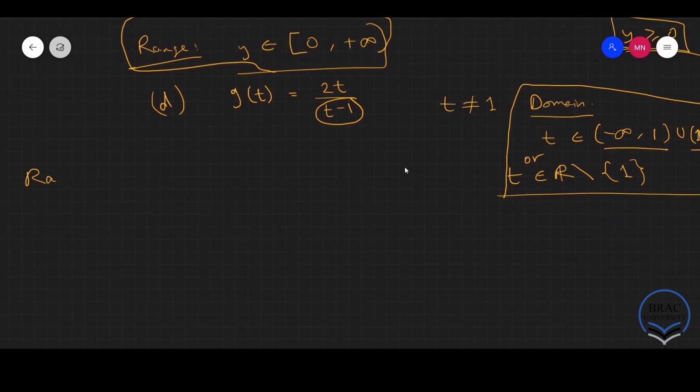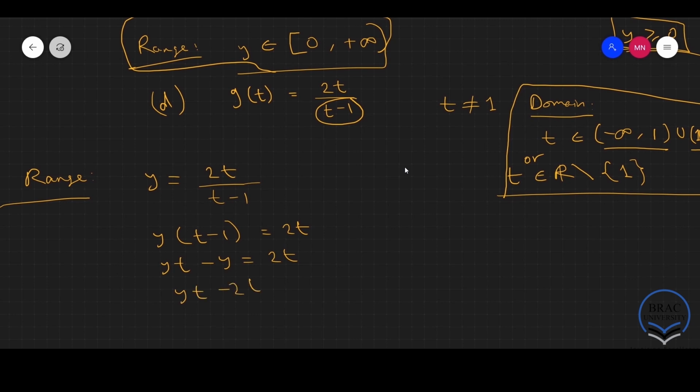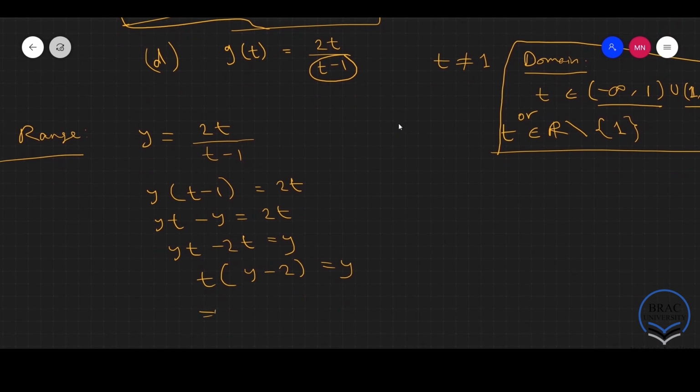And for our range, once again, we let y be equal to 2t over t minus 1, and we solve this equation for t. So we multiply both sides by t minus 1. So we have y times t minus 1 is equal to 2t. We expand this to get yt minus y is equal to 2t. Bring the t's to the same side, and then we can factorize out the t to get t times y minus 2 is equal to y. And so, dividing both sides by y minus 2, we have t equals y over y minus 2. So this is our expression for t.